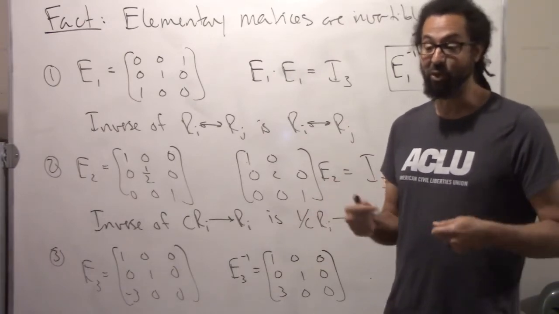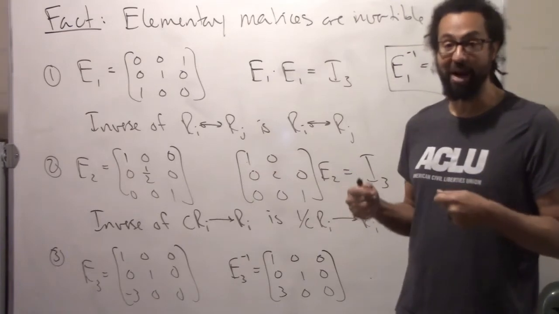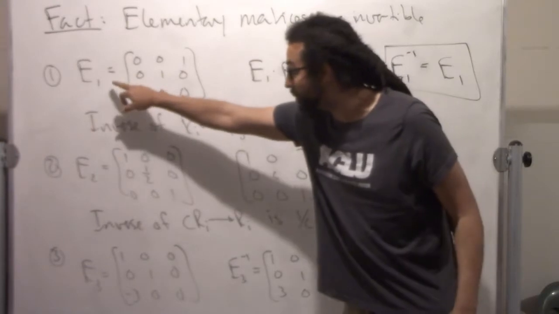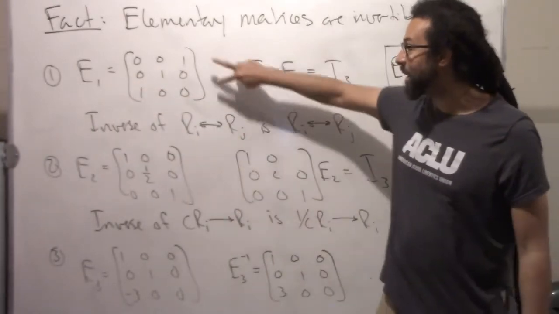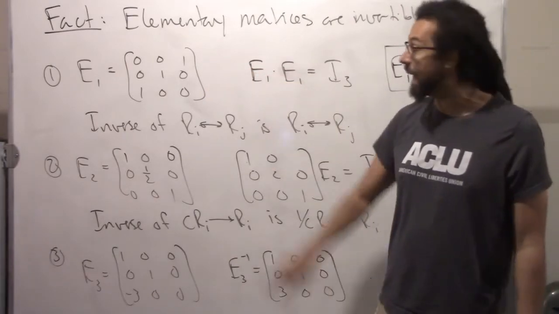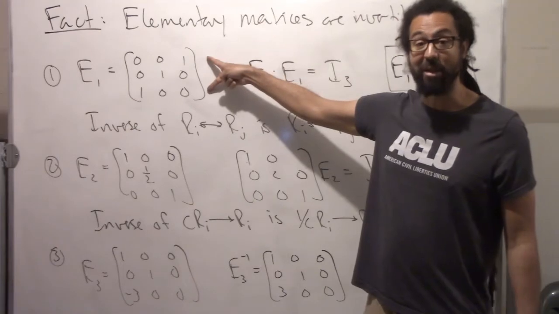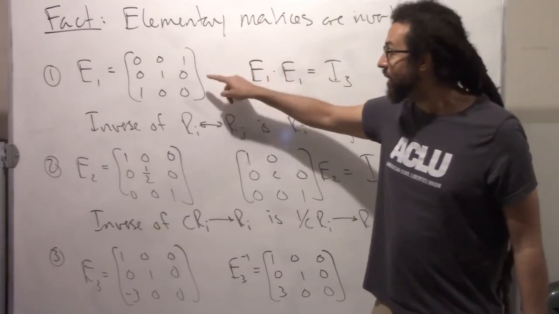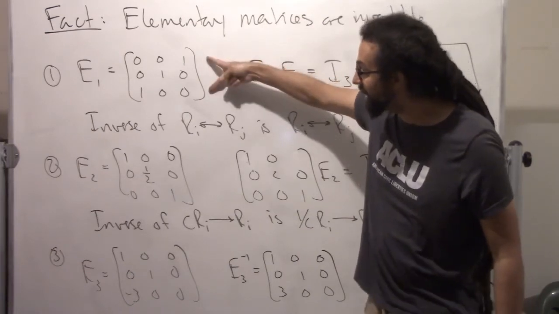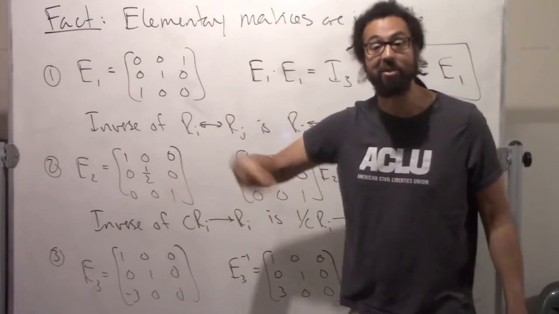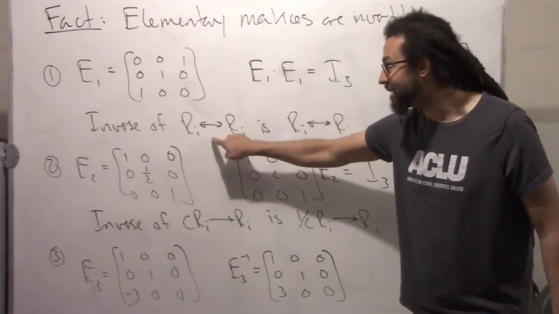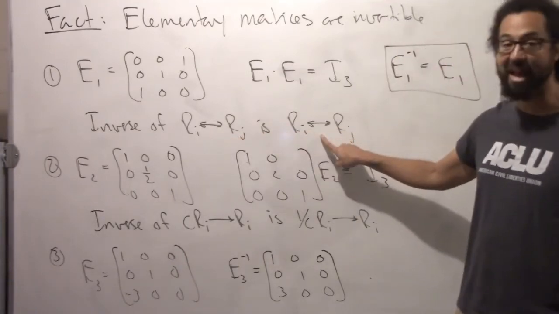If you can do an action and then undo it and wind up back where you started, that means that action is invertible. So, for example, what was the matrix E1? We got that by interchanging rows 1 and 3 of the identity matrix. Well, how do you undo that? If I interchange rows 1 and 3 again, I will get back to where I started. So this was interchanging rows 1 and 3 on the identity matrix. If I do it again, that gets me back to the identity matrix. So the inverse of this row operation is the same exact row operation.